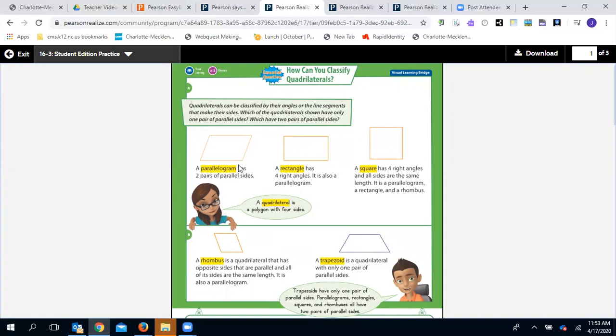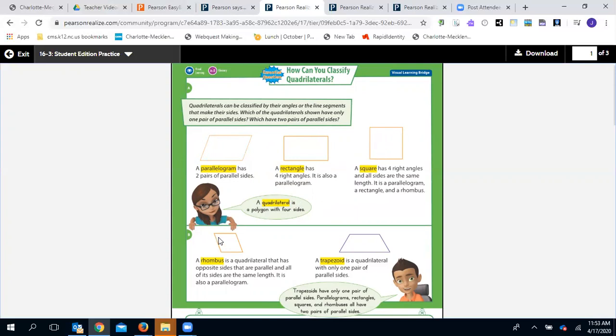I also want to point out some other features. We can also classify quadrilaterals by their angles. Notice how this parallelogram has opposite equal angles of the same measure. See how these 2 angles are both about the same, and then these 2 are the same? So it has 2 obtuse and 2 acute angles, whereas a rectangle and a square have 4 right angles, right?